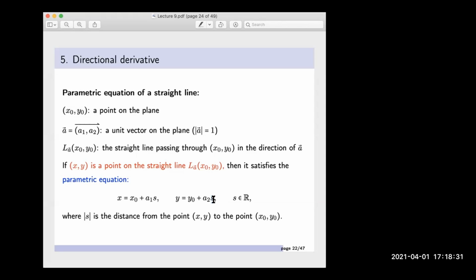If s is positive, then the point moves in the direction of a. However, if s is negative, it means that the point moves in the negative direction of a. Because if you have a vector on the two-dimensional plane, it has the opposite direction, right? If the point xy moves in the opposite direction, s would be negative.